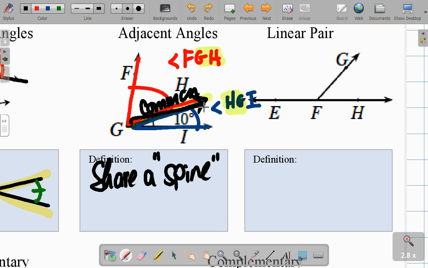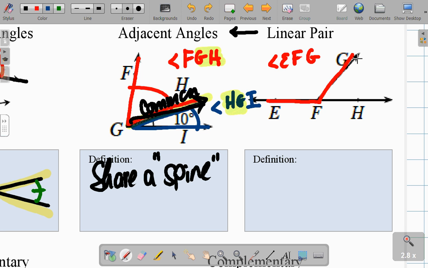Wait, but down here, right? Not necessarily. Oh, there we are. Sarah's line to make a line. This is called a linear pair. So a linear pair is automatically adjacent. They share a spine.